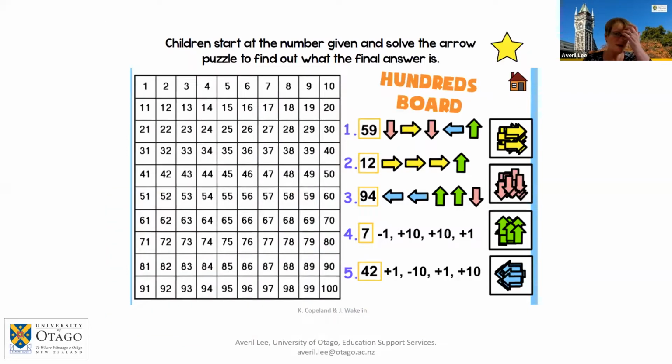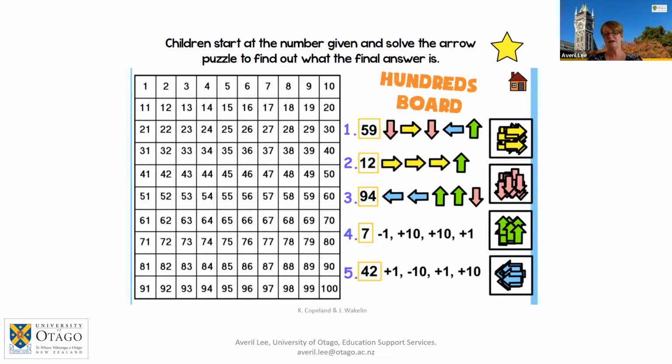Another activity is being able to use the hundreds board and navigate around it. So I asked you to have a hundreds board on hand. If you have, that would be great. You can have that in front of you now. If you haven't, for a minute or two, you can use the one on the board. And you can use that as a screen. So this can be done on interactive whiteboards. This can be done on screens where students can actually make up their own as well by dragging the arrows, the yellow, the pink, the green, the blue arrow, and making up their own equation.